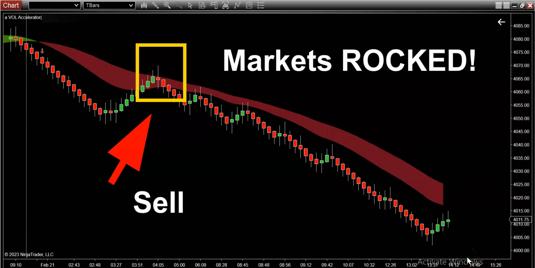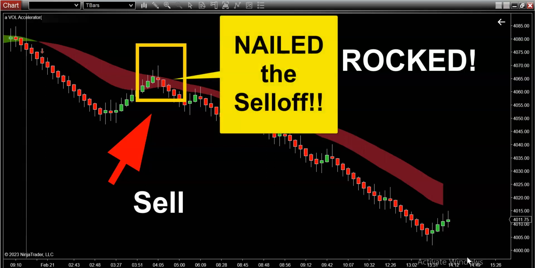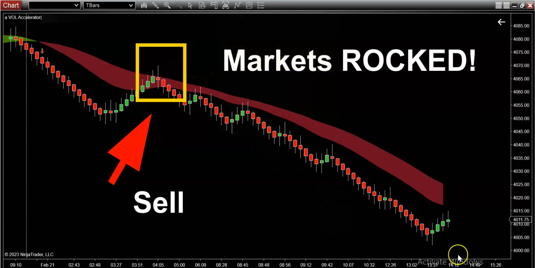All right, traders, let's get into today's wild market trading recap. And all I can say to you is, what a day for a sell-off. All right, guys and gals, this volume indicator basically nailed the exact top in today's trading. Let's get into it, folks.